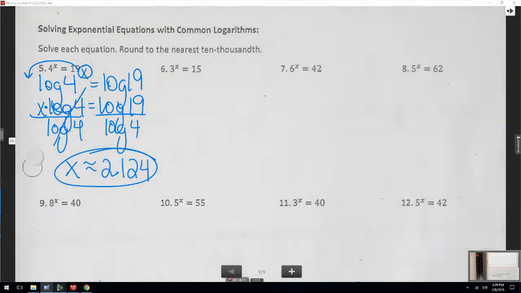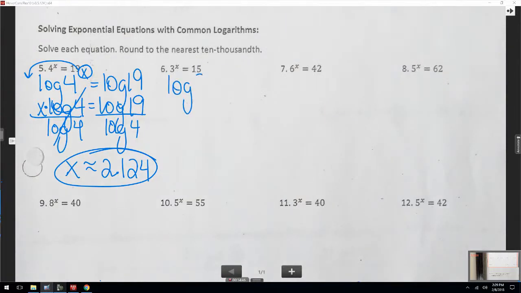Let's look at number 6. All right? The reason we're going to work this problem like this is because we do not know a power of 3 that will give me 15. Are y'all okay with that? But I know something that'll get me close. 3 to what power will get me close to 15? 3 to the second power is 9, right? So I know it's going to be 2 point something. Are we okay with that? All right, here we go.